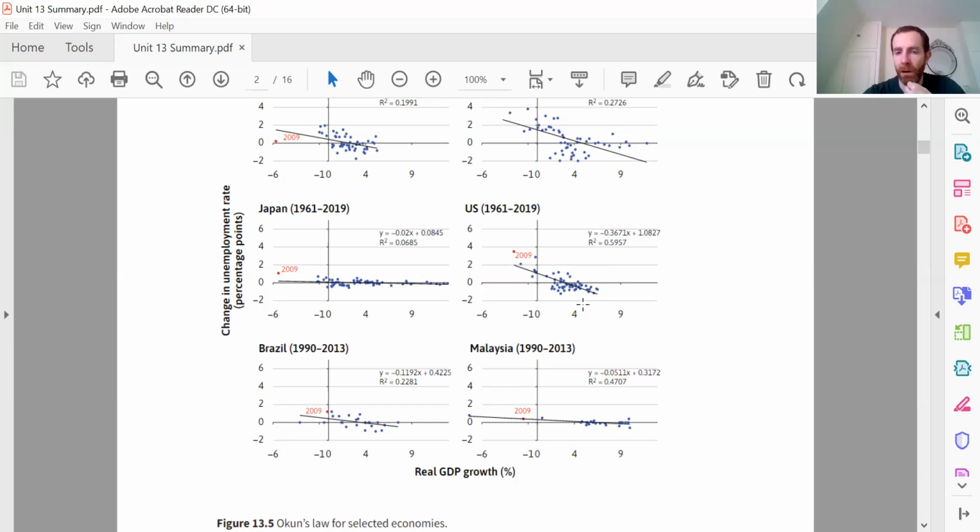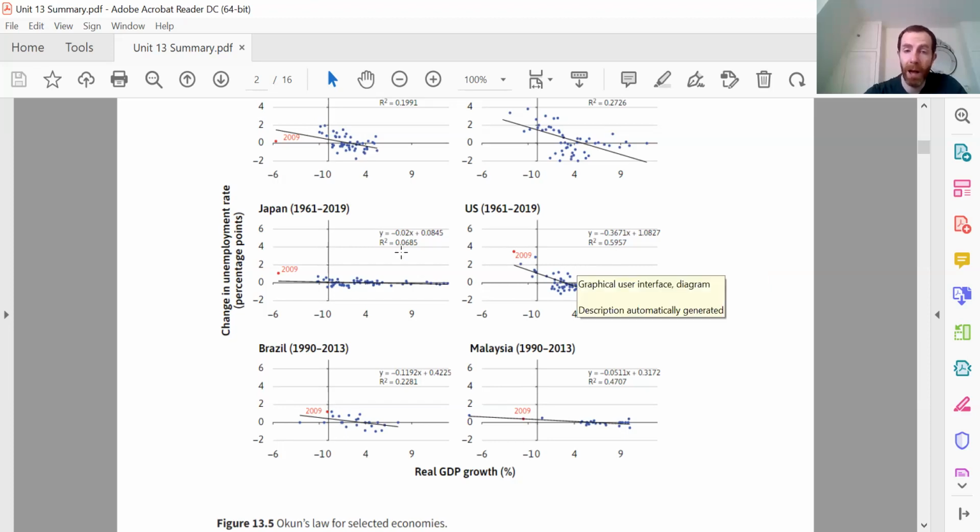And then this is where we come to the R squared, because the R squared gives us an indication of how well this linear regression actually explains the pattern that we see from the blue dots in the data. For the US, we can see that this number is 0.59, so about 0.6. The R squared is always going to be between zero and one. The closer it is to one, the stronger the correlation is between the two variables. The closer to zero, the weaker the correlation. So for the US, at 0.6, there's quite a strong correlation between these two things.